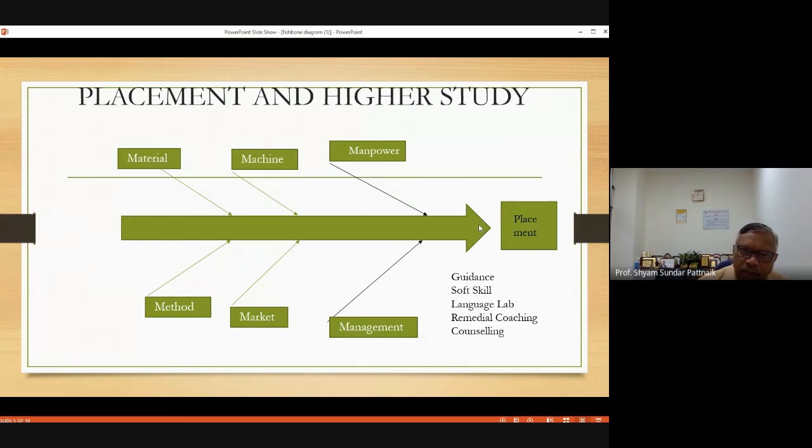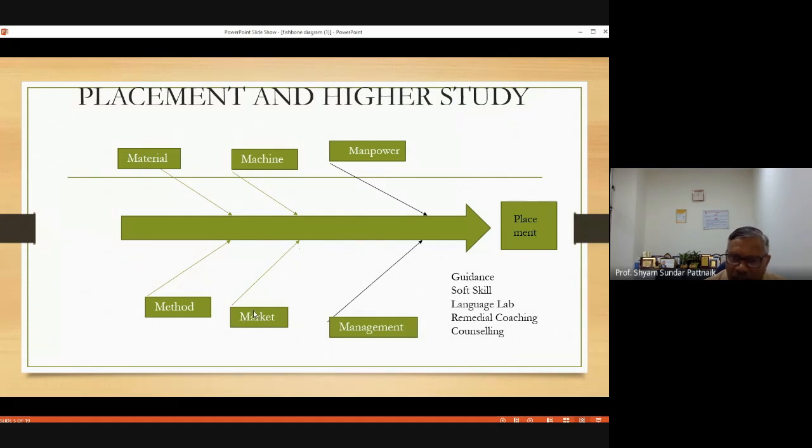Then the next main cause for the placement is the machine. When I am talking about the machine, I basically mean the equipment, the advanced laboratories which are supposed to be there. Now we are looking forward to placement, and the institute doesn't provide them the right kind of software. The laboratories are not equipped. The industry sponsored laboratories are not existing. So like that, from the machine side, the equipment side or the laboratory side, you can bring so many branches to see that it is also one of the main causes of non-performance in the placement or higher studies.